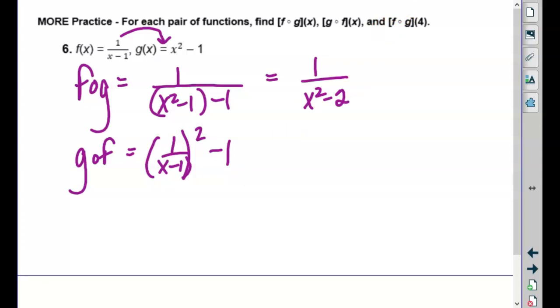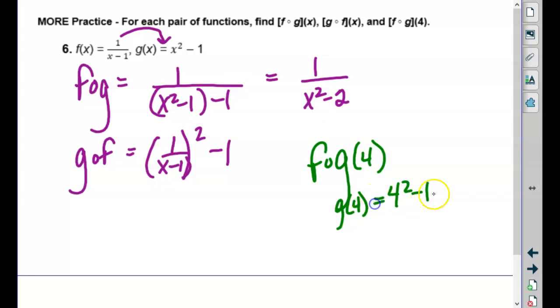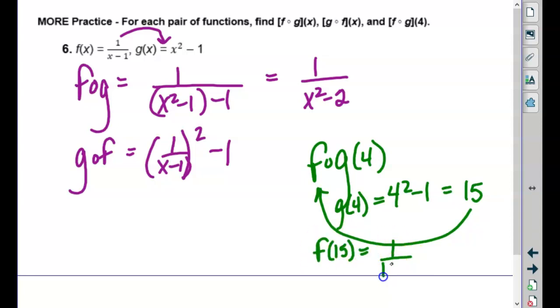Let's do this part, though. Where are we putting the 4 first? 4 into G. So 4 squared minus 1. G of 4 is 4 squared minus 1, or 15. Did I calculate that correctly? And then you're putting the 15 into F. So F of 15 is 1 over 15 minus 1, or 1/14.